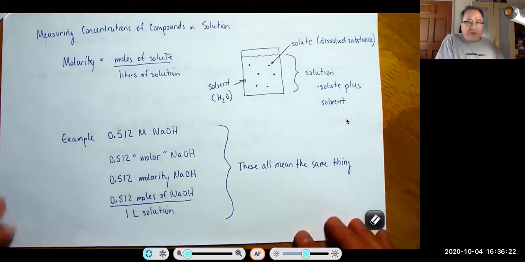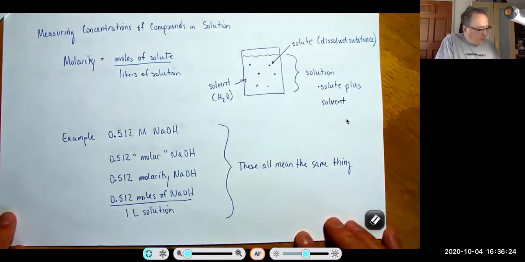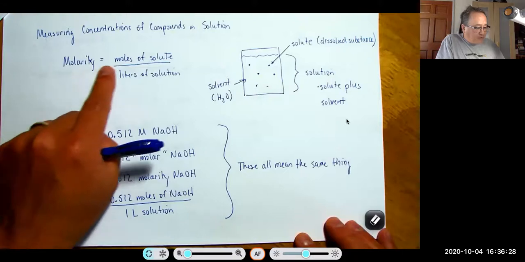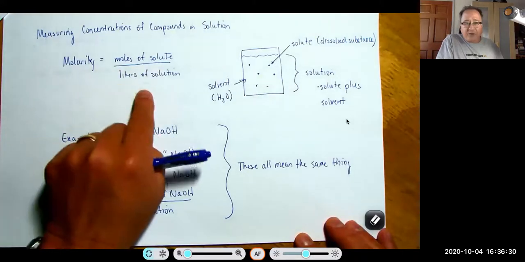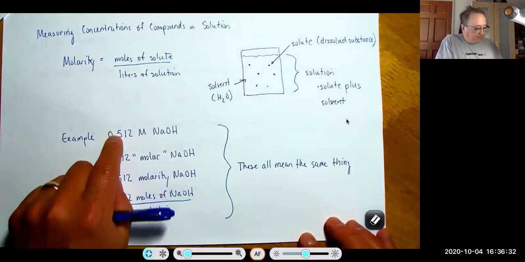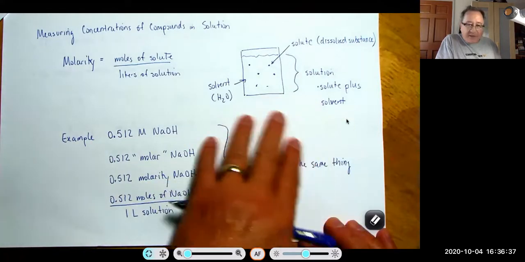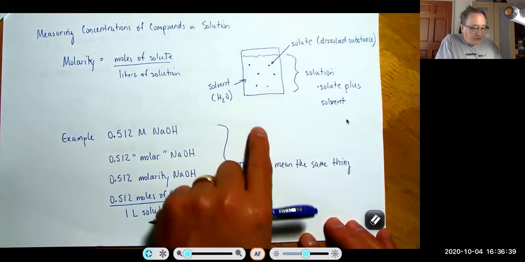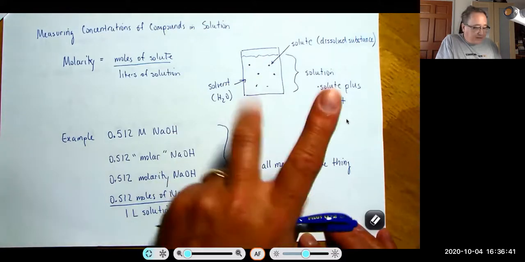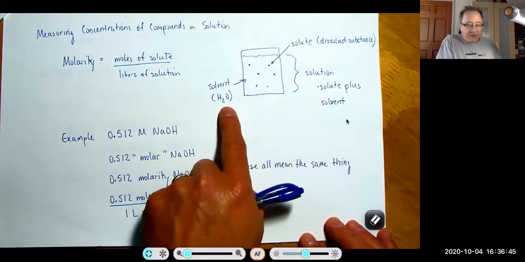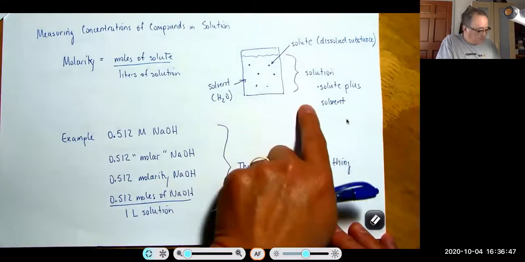So measuring concentrations of compounds in solution. The concentration unit we're going to use is called molarity, and it's the number of moles of solute per exactly 1 liter of solution. Okay, and just a reminder, you've learned this before in your previous chemistry class, that when you have a solution, it's homogeneous. The solute is the dissolved substance. The solvent is what does the dissolving, and together they make the solution.